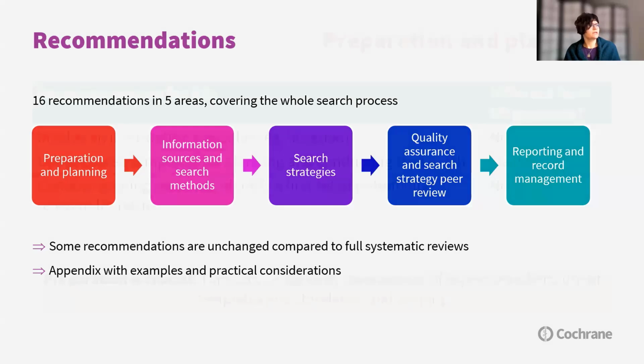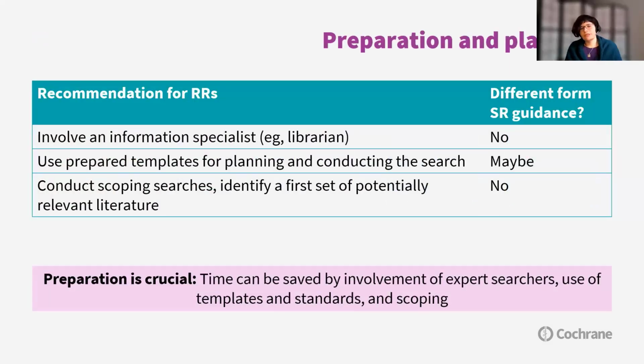Our first set of recommendations concerns preparation and planning. Here we have few differences to the systematic search guidance for systematic reviews, because we believe that preparation is crucial, and time can be saved, first of all, by involving information specialists, but also by using templates and standards, and by appropriate scoping or preliminary searches.